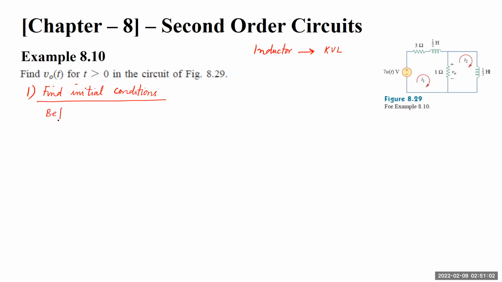So before t equals to 0, how does the circuit look? This is 7 u of t. It means that the voltage function was 0 before time t equals to 0, and after that it is 7 volts. So at time t equals to 0 it was 0 volts, and after that it's a unit step function of 7 volts. So before time t equals to 0, the circuit was something like this.